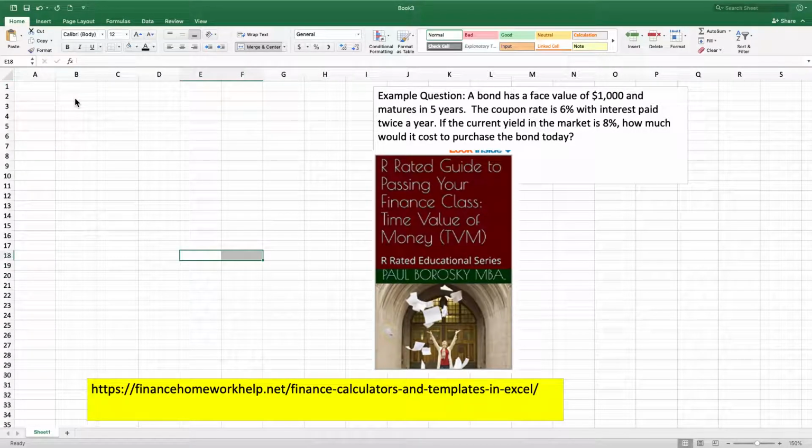All right, so without further ado, let's dive into it. We've got an example question here, and we're going to figure out how to solve for the bond price, given some different variables.